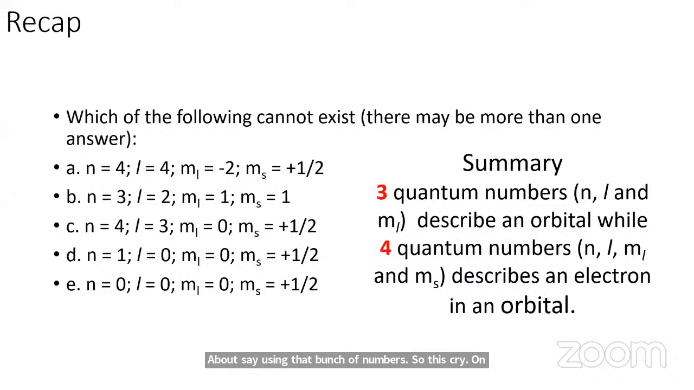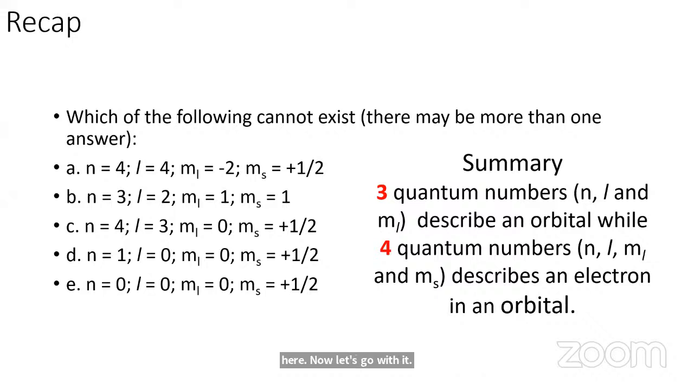Can we please have our hands on our chat box, because you will be giving me the answers either on the Q&A platform, that's the question and answer platform, or the chat box. The question says, which of the following cannot exist? Which of the following do you think, based on the quantum numbers that describe it, cannot exist in the form that is described here? Now let's go with A.